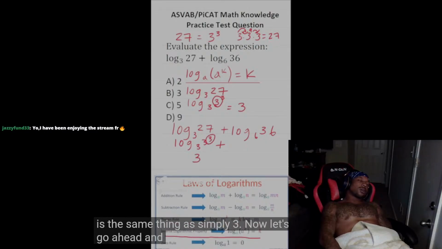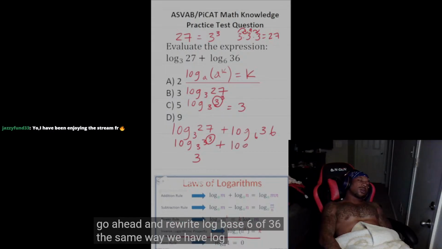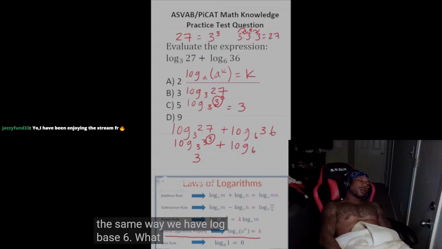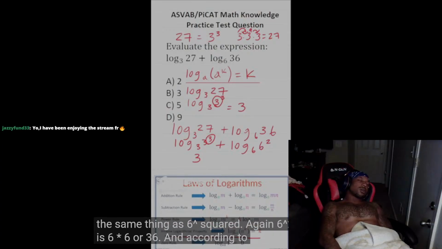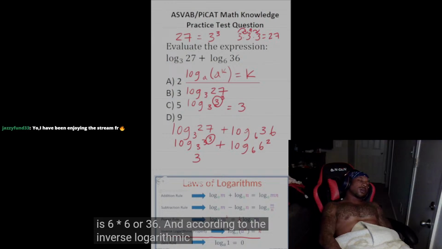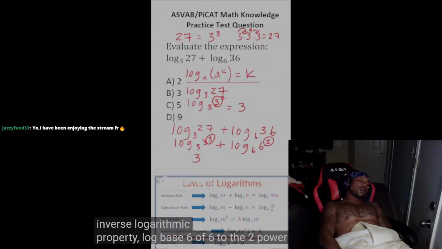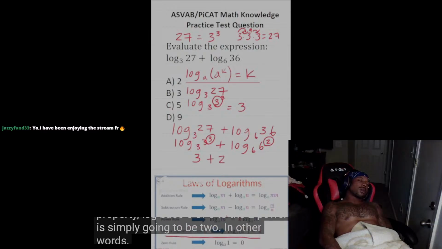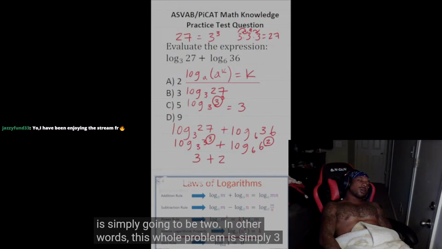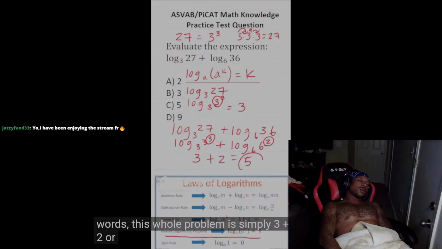Now let's go ahead and rewrite log base 6 of 36 the same way. We have log base 6. What can I rewrite 36 as? 36 is the same thing as 6 squared. Again, 6 times 6 is 36. And according to the inverse logarithmic property, log base 6 of 6 to the second power is simply going to be 2. In other words, this whole problem is simply 3 plus 2, or 5. So the answer to this one is C, 5.